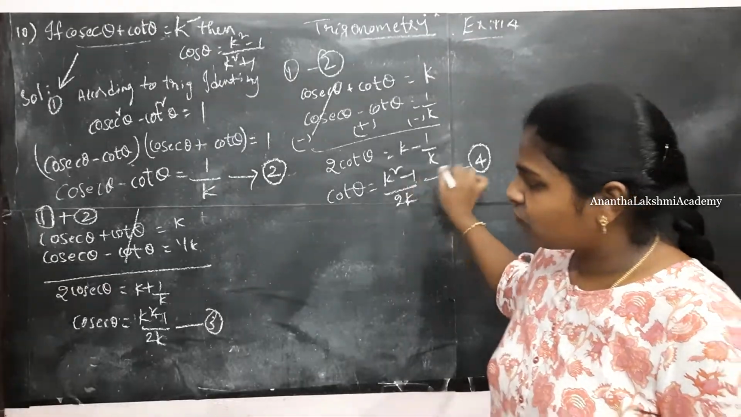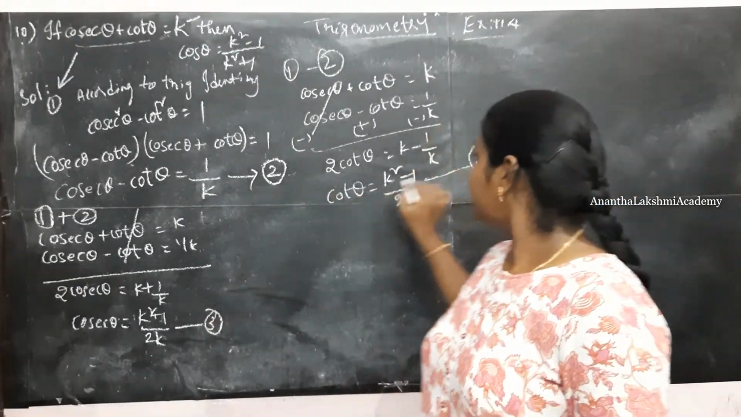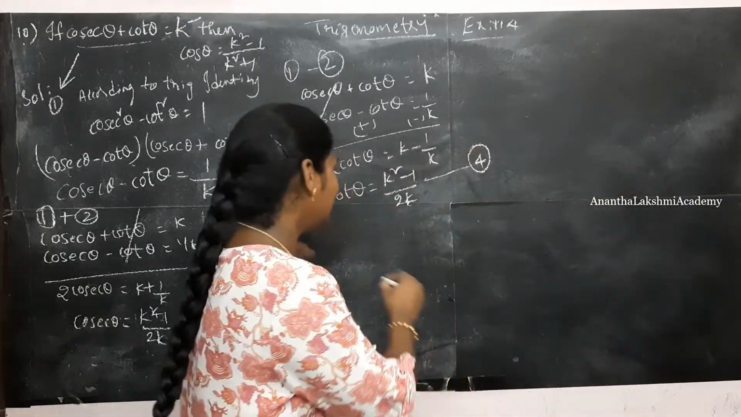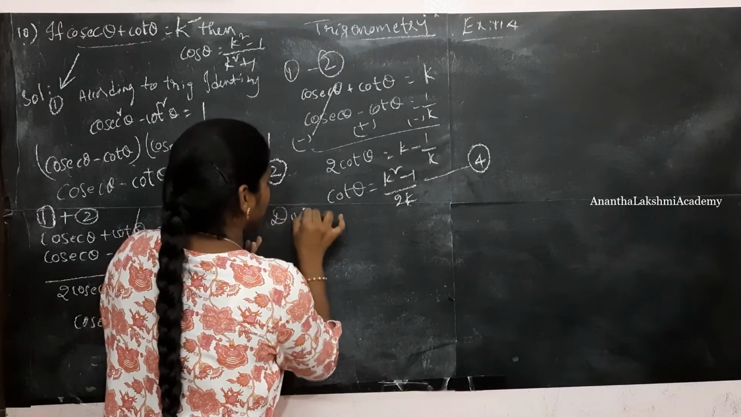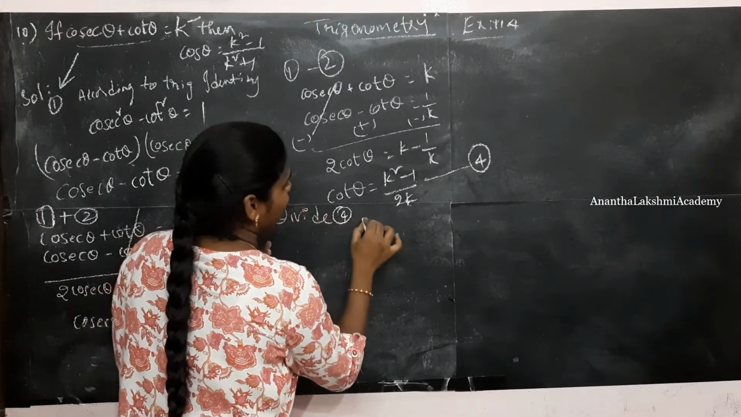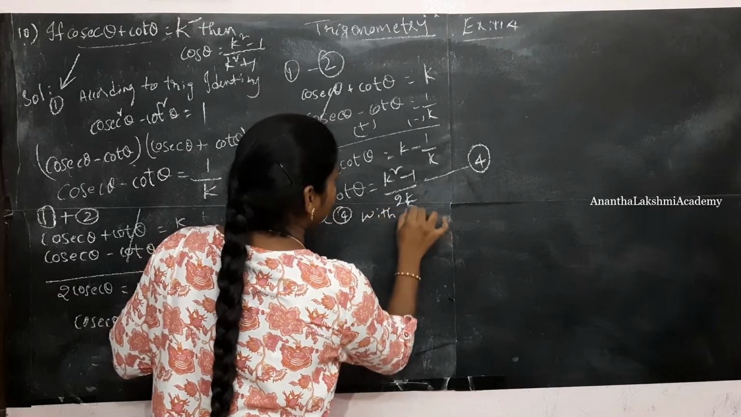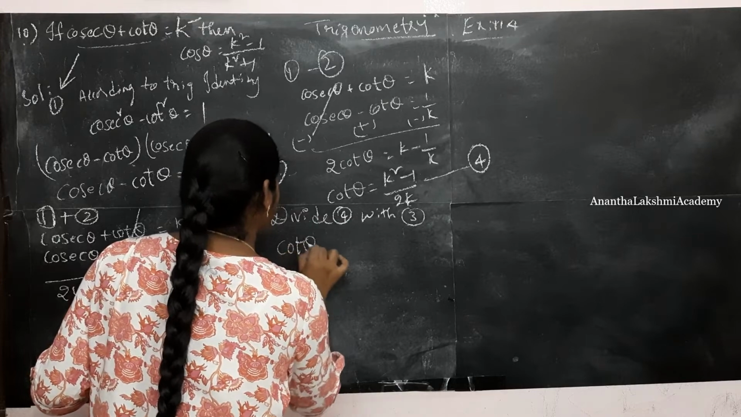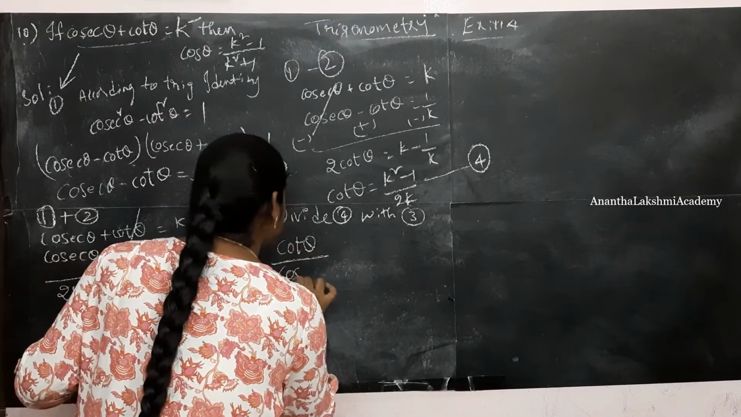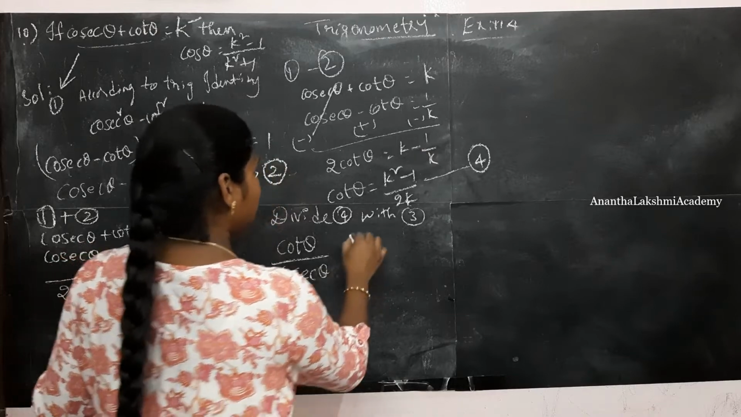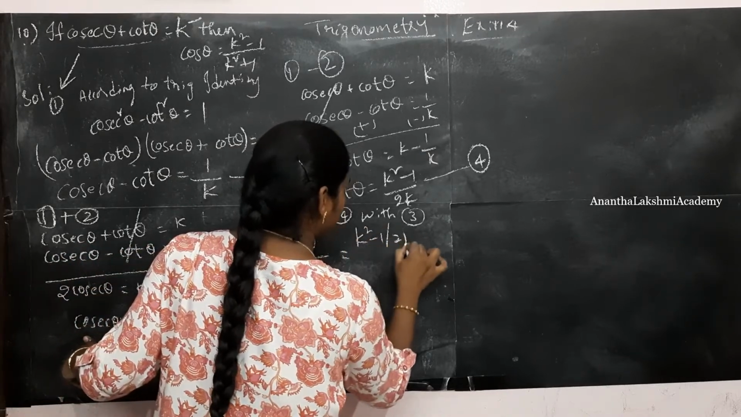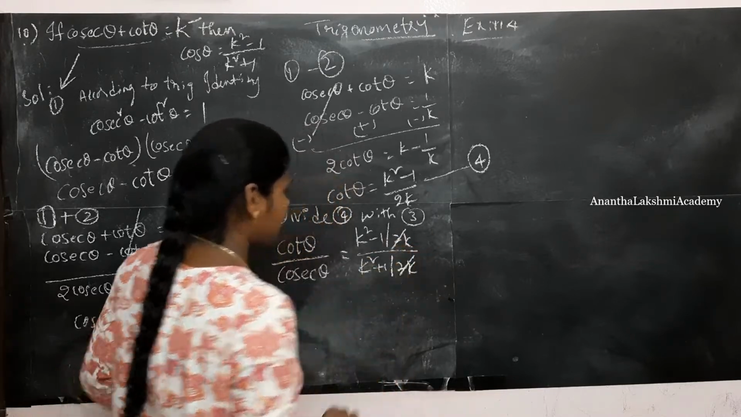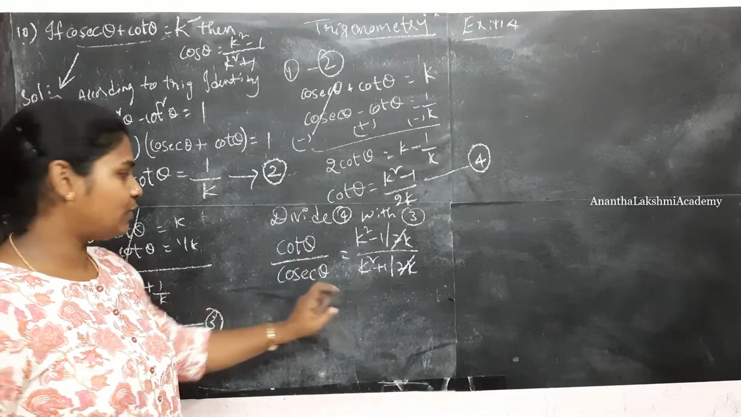If we divide 4 and 3, are we going to get k square minus 1 by k square plus 1? Yes. So let's do that. Divide equation 4 with equation 3. So what happens? Cot theta by cosecant theta is equal to k square minus 1 by 2k by k square plus 1 by 2k. 2k gets cancelled. K square minus 1 by k square plus 1 is what we got.